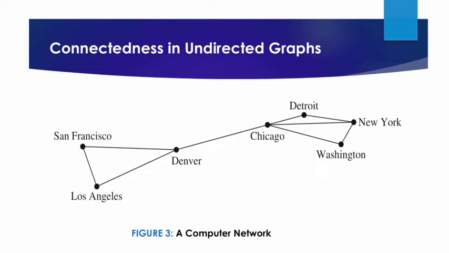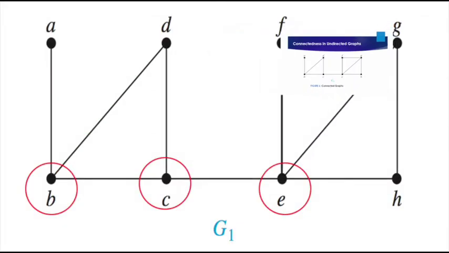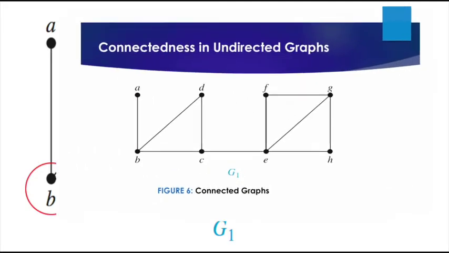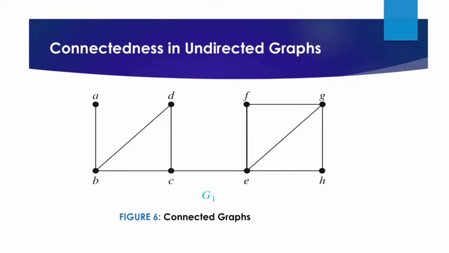To understand cut vertices and cut edges, we will discuss the following example. Find the cut vertices and cut edges in graph G1 shown in figure 6. The cut vertices of G1 are B, C, and E. The removal of one of these vertices and its adjacent edges disconnects the graph. The cut edges are {A, B} and {C, E}, because the edge {A, B} is incident to A and B, and the edge {C, E} is incident to C and E. Removing either one of these edges disconnects G1.